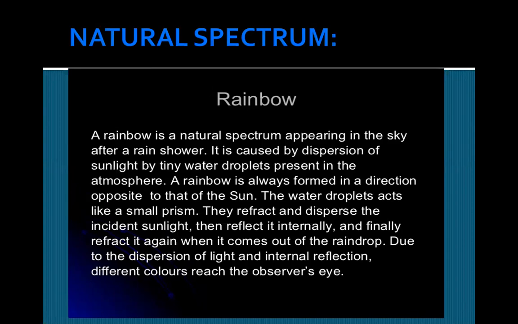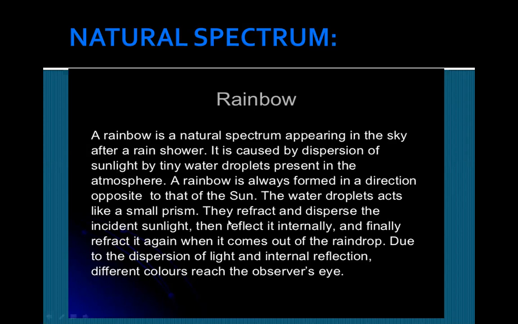The water droplets act like small prisms. A prism is a transparent medium, and the water droplets are also transparent. The prism has high optical density as compared to air. The water droplets also have a high density as compared to air. So both of them can be assumed to have the same function. So they refract and disperse the incident sunlight, then reflect it internally, and finally refract again when it comes out of the raindrop. Now you have to understand this line.